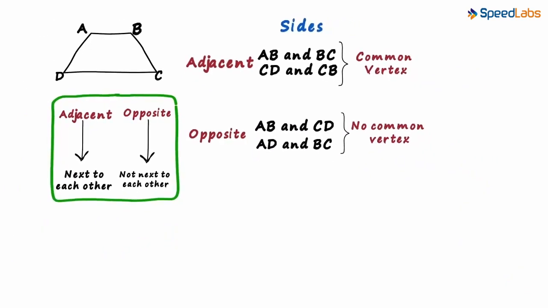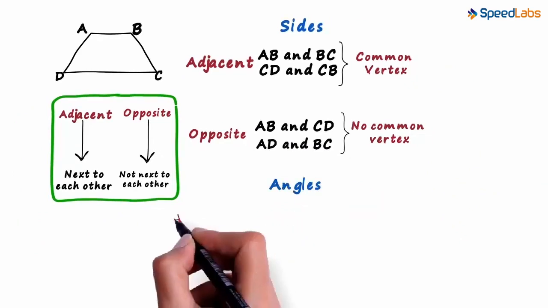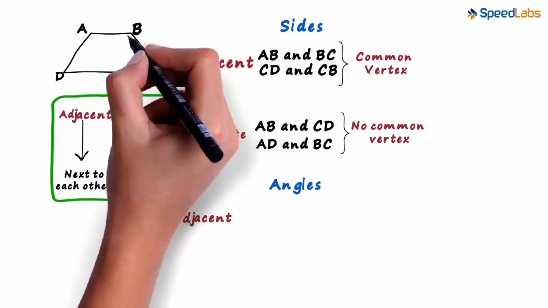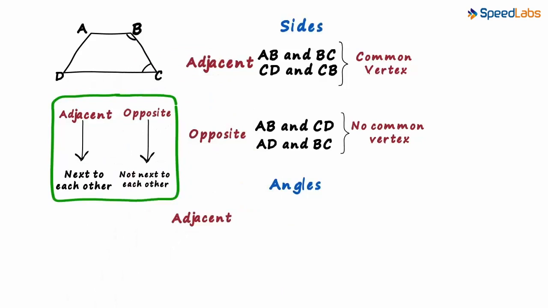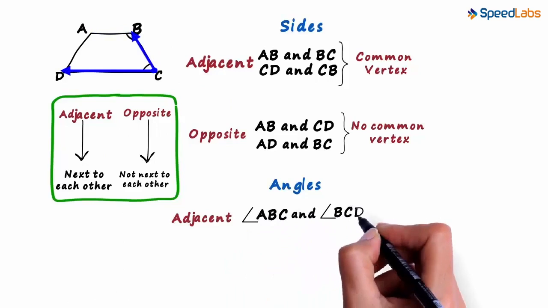Let's zoom out a bit and talk about the angles in this quadrilateral. What are the adjacent angles? Adjacent angles are angles that are next to each other. These two angles are next to each other. So angle ABC and angle BCD are adjacent angles.